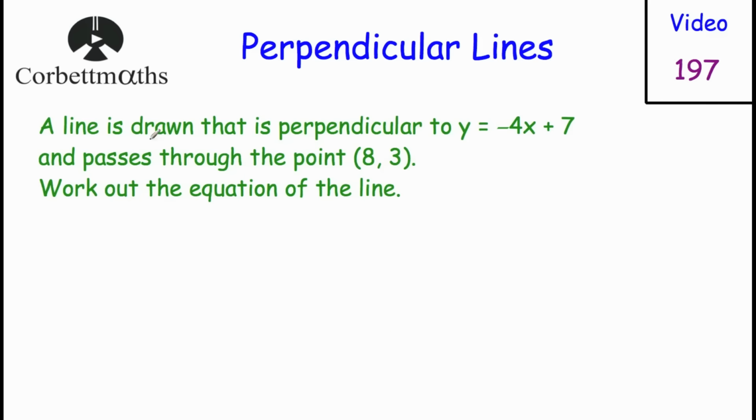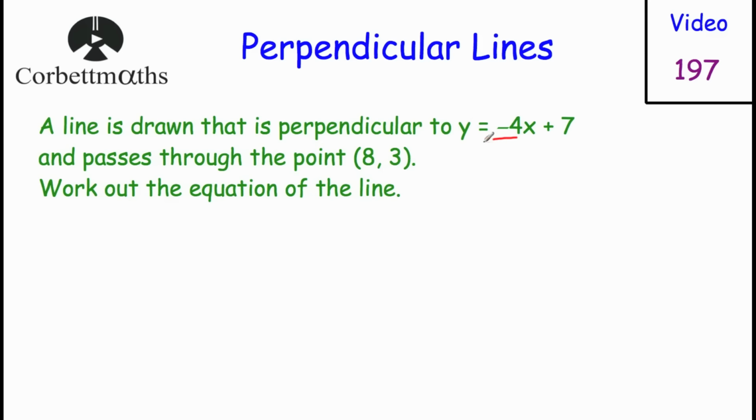So here we've got a question that says a line is drawn that is perpendicular to y equals -4x plus 7, and it passes through the point (8, 3). Work out the equation of the line. Now we know that it's perpendicular to y equals -4x plus 7. So it's perpendicular to this line, and this line has a gradient of -4.